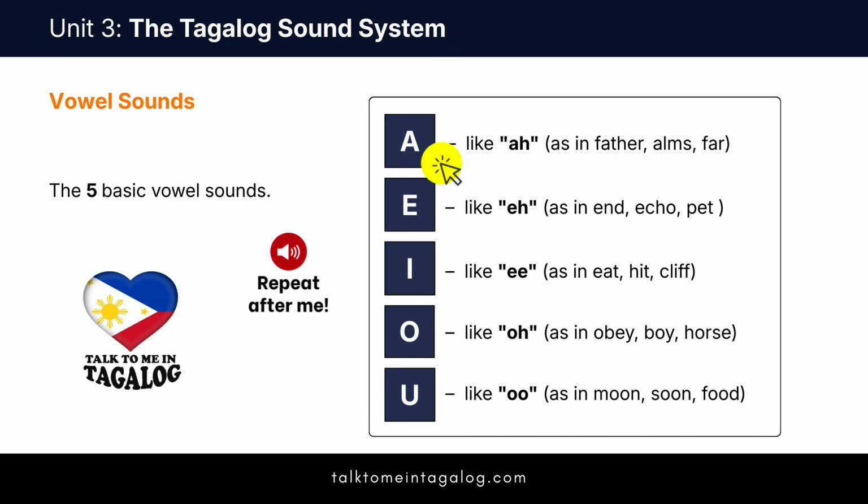A, as in father, arms, far. E, as in end, echo, pet. I, as in eat, heat, cliff. O, as in obey, boy, horse. U, as in moon, soon, food. So the basic vowel sounds are a, e, i, o, u.